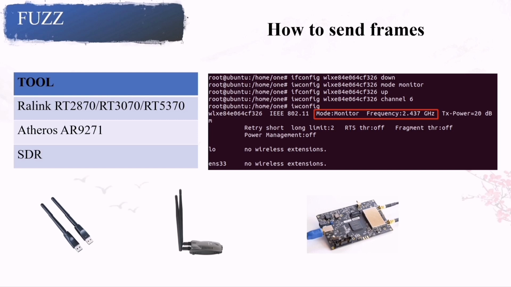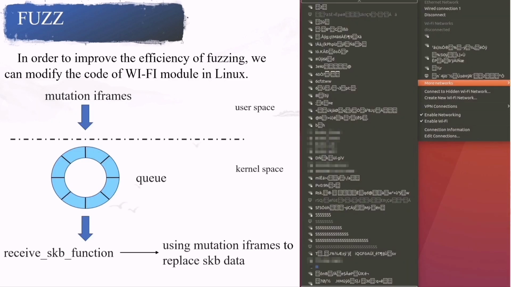The Realtek card has the advantages of low price and stable performance, but the disadvantage is that the timestamp field can't be set, though it doesn't seem to affect sending frames. The AR9271 network card can ensure the content of the packet is completely controllable, but the monitor mode is not stable and it often gets stuck. The advantage of SDR is that sending frames is fast and the content is controllable, and the disadvantage is that the cost is too high.